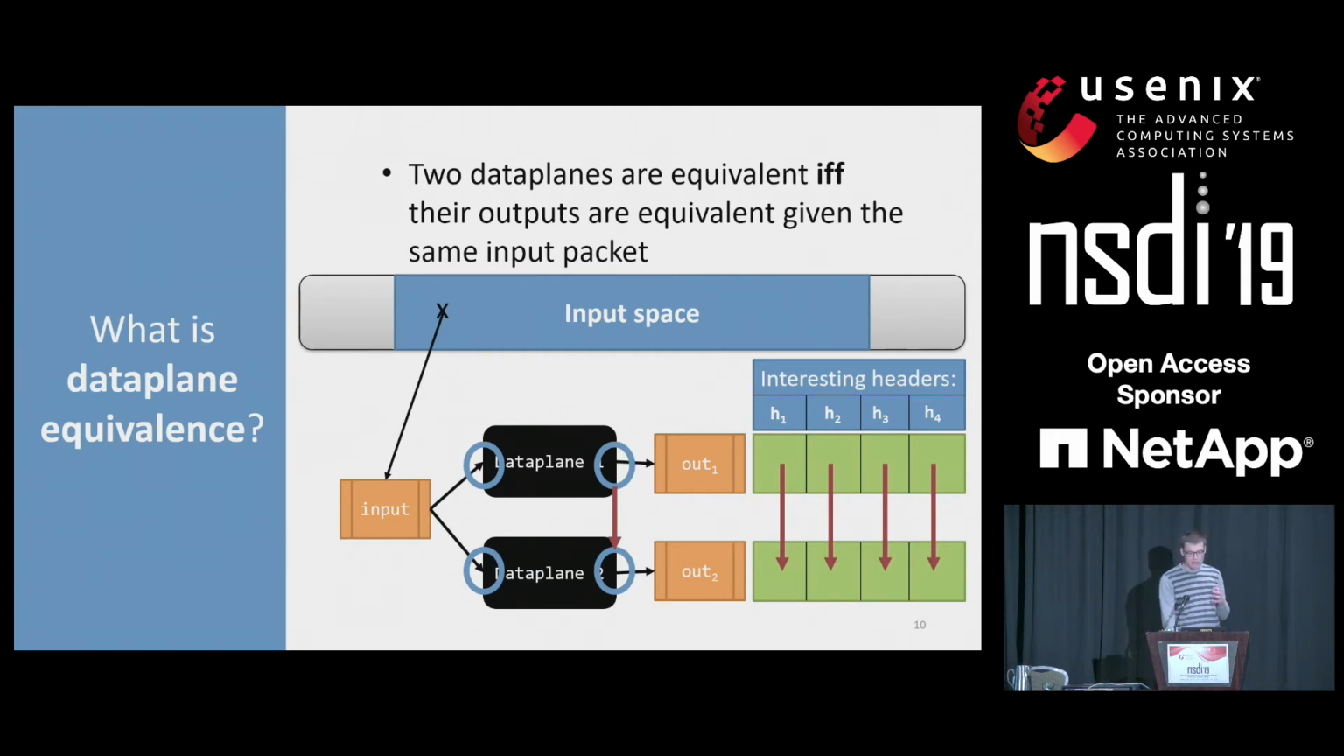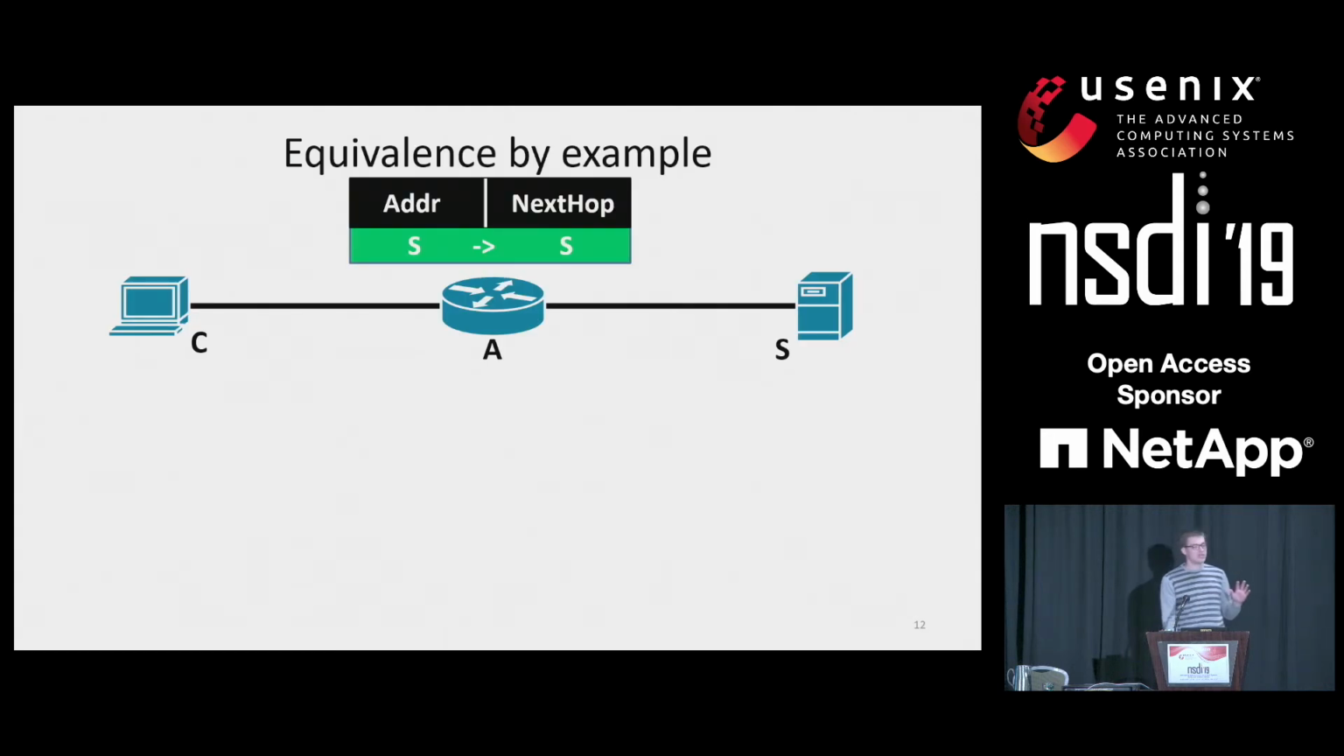Okay, let me give you an example, which we will use as a running example. Basically, what we have here is a client, a router, and a server. And the router is equipped with a routing table.